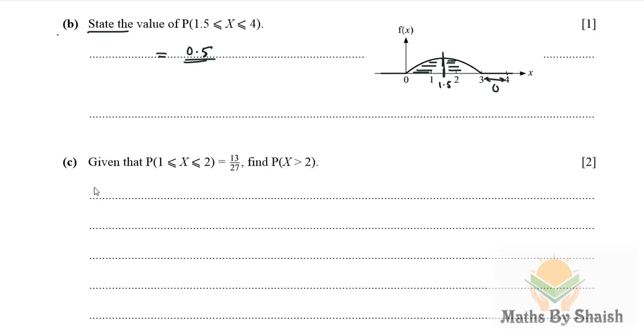And here's the next one. Given that the probability of x between 1 and 2 is 13 over 27, we need to find the probability of x greater than 2. So probability of x greater than 2, we can write it as 1 minus probability of x less than or equal to 2. And this probability we can write as 1 minus, we'll break into two parts.